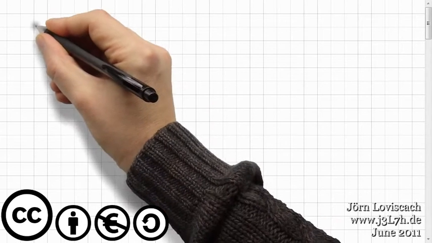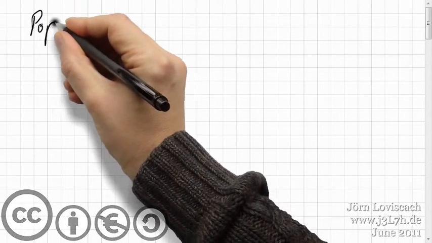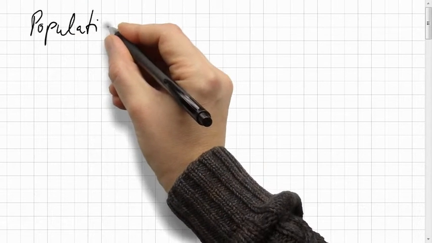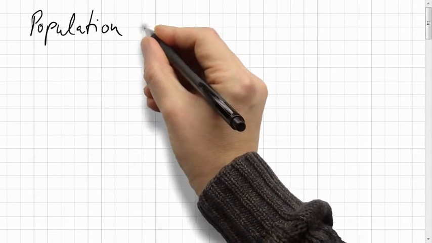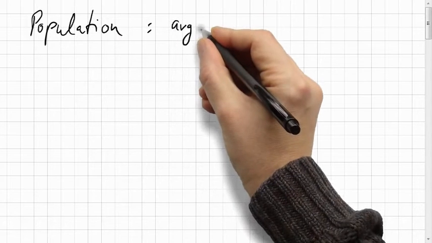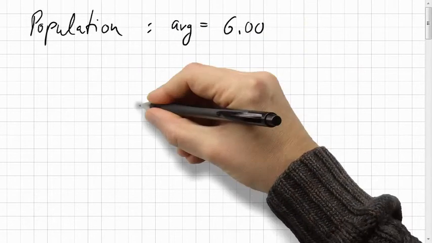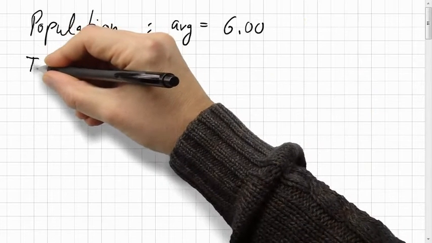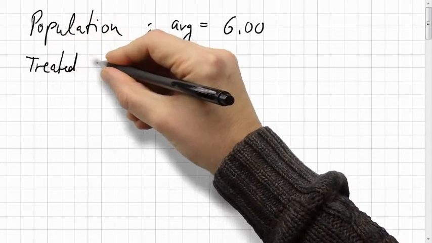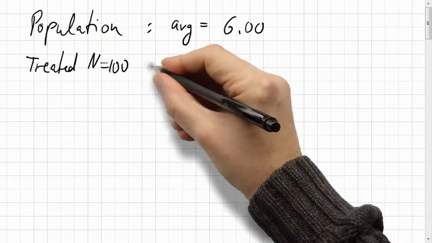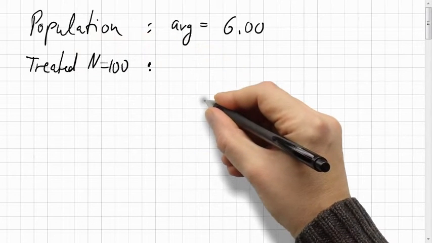Assume that you're a medical doctor creating a new drug. You look at one specific blood level, whose average in the population is, to keep things simple, say 6.00. And then you treat, say, 100 persons with the drug and look at the results.